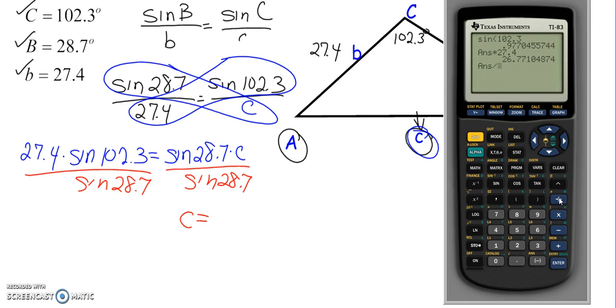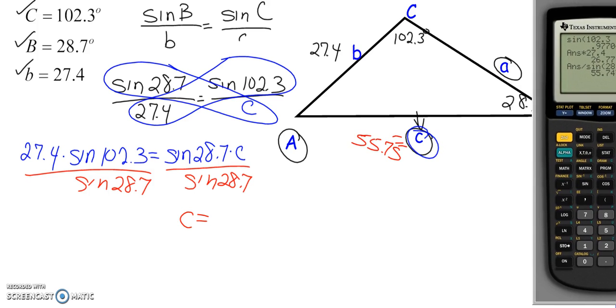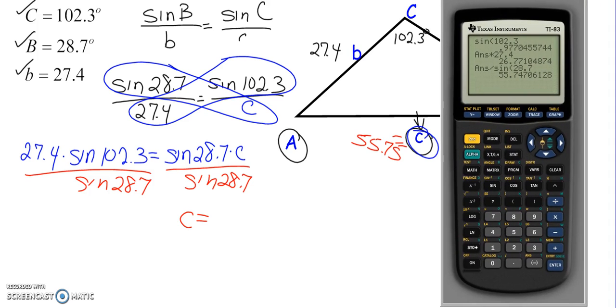divide by the sine of 28.7, hit enter, 55.75. So we will label that in right here, 55.75. Let's see here. Now, for angle A, we could have found that first.